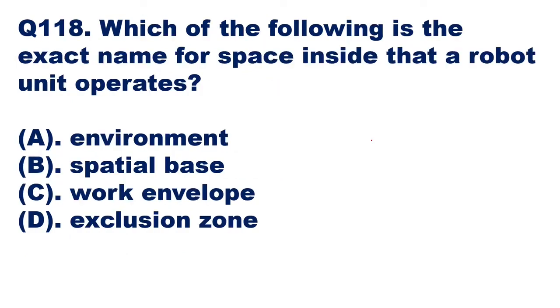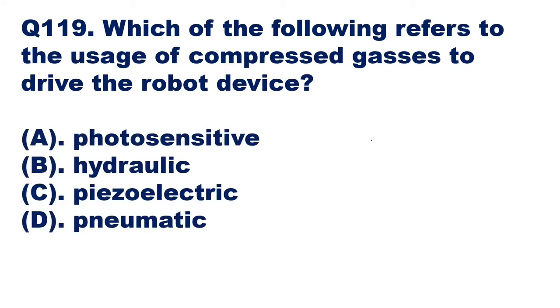Next question, which of the following is the exact name for the space inside which a robot unit operates? The space in which the robot unit operates is called the work envelope. So the envelope inside which the robot unit operates. So option C will be the right answer, work envelope. Then we'll go to the next question.